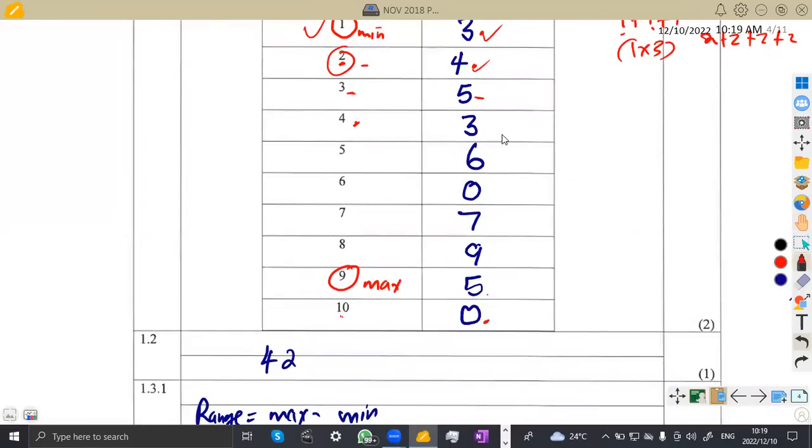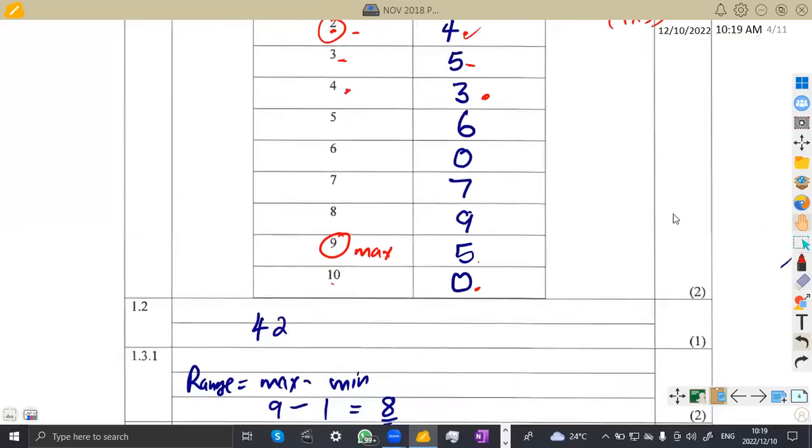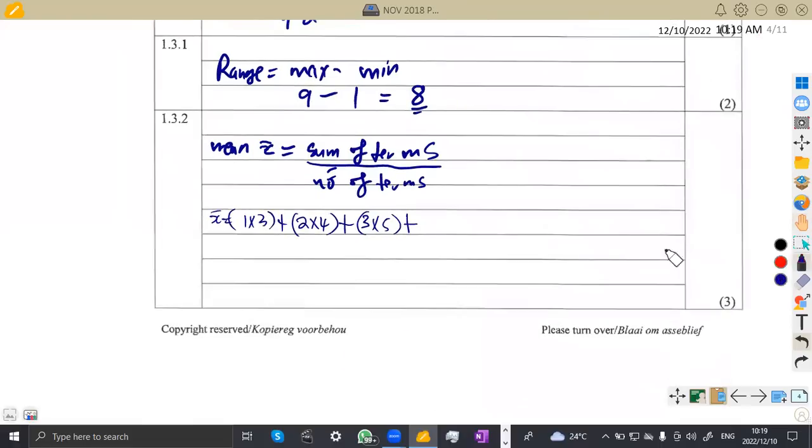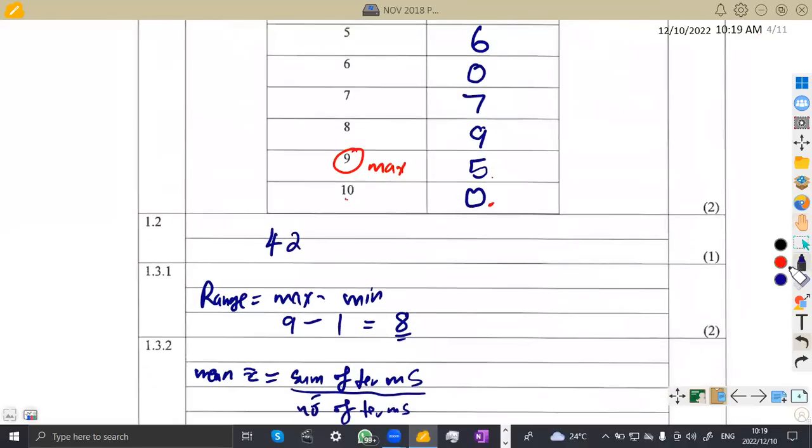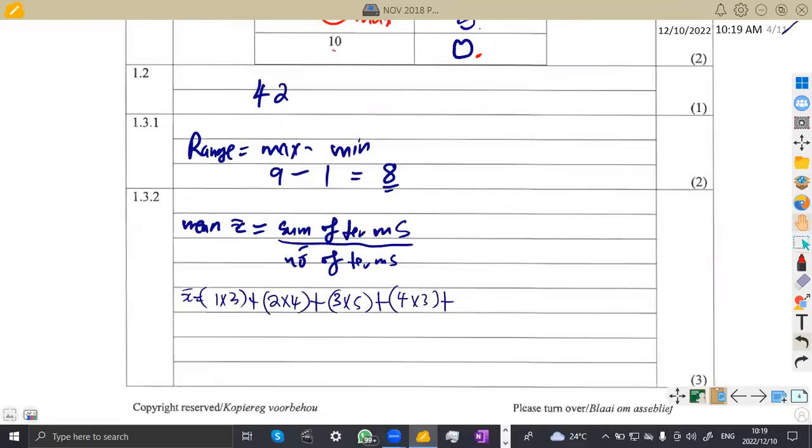So that's 4 here versus 3. So it's going to be 4 times 3. All right, so we've got 4 times 3. Then we move on to 5. 5 corresponds with 6. So as we can see here, it's 5 versus a 6. So that's 5 times 6. So we're going to have 5 multiplied by 6.